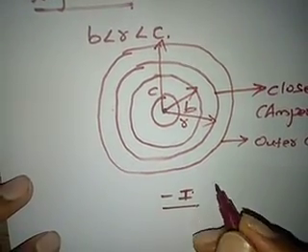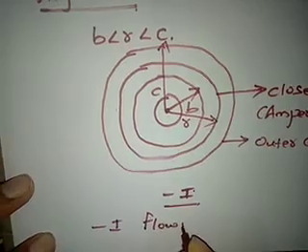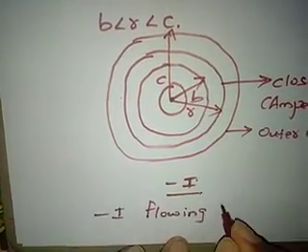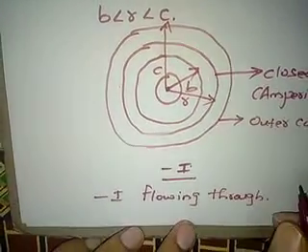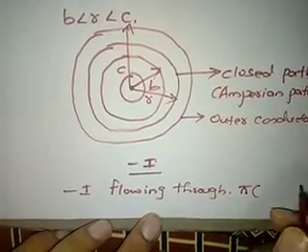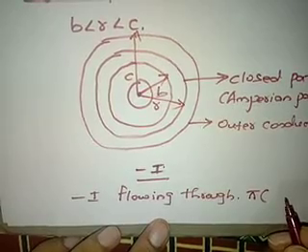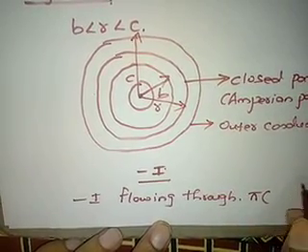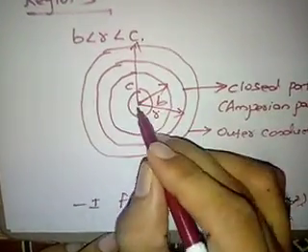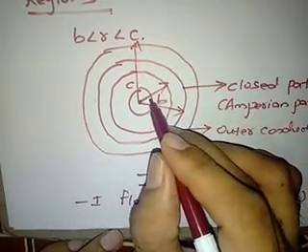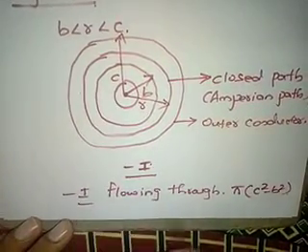So the total current minus I is flowing through the cross section. What is the cross section? It is pi into C square minus B square. So my total current minus I is flowing through pi into C square minus B square. This is the current minus I flowing in this region.